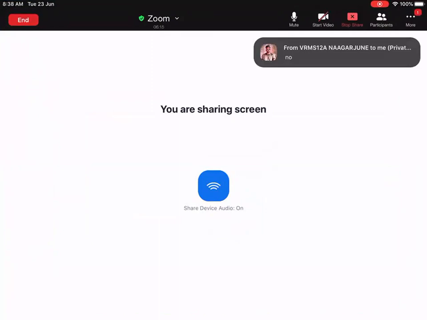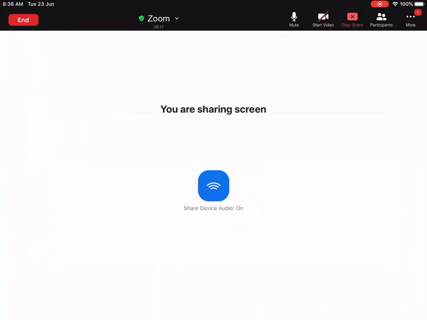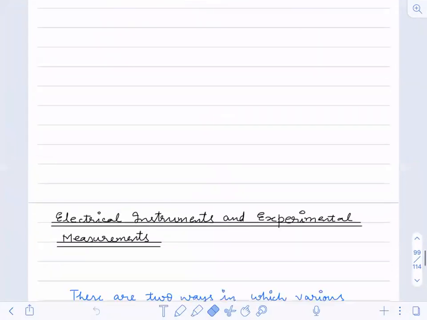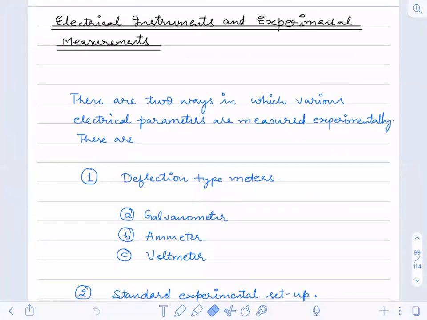So now I'm going to start with that topic. Now we have to study electrical instruments and experimental measurements. Yesterday I told you that this is a very important chapter, because it is related to experiments. Okay, this is a very important chapter.